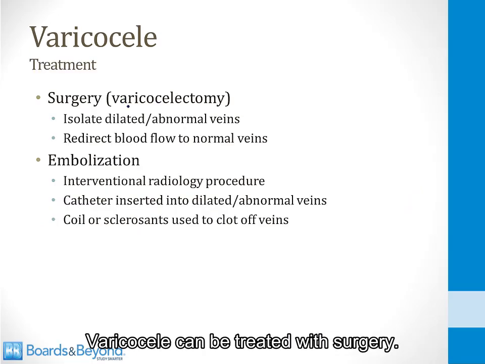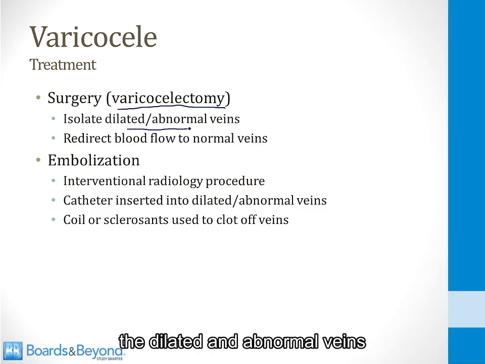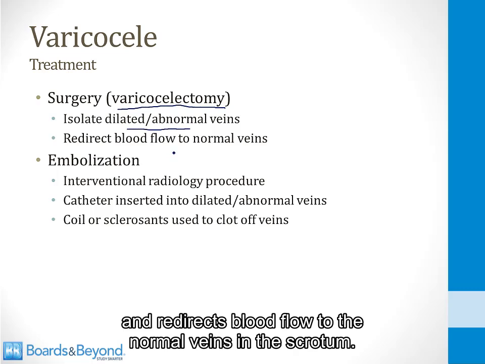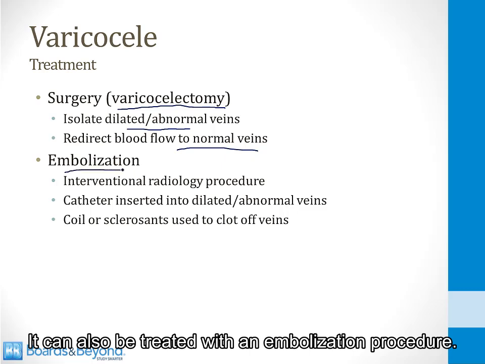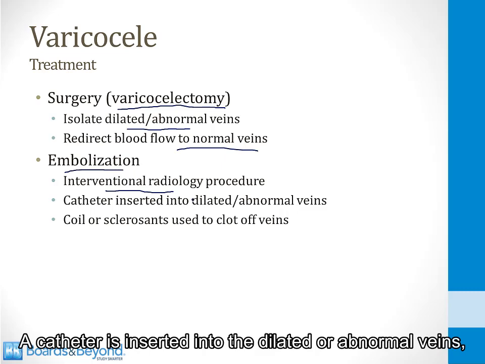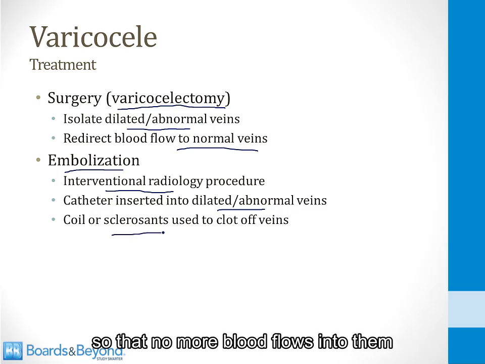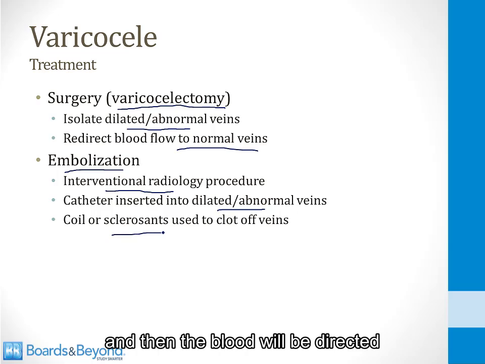Varicocele can be treated with surgery. It's called a varicocelectomy. This is where the surgeon isolates the dilated and abnormal veins and redirects blood flow to the normal veins in the scrotum. It can also be treated with an embolization procedure. This is usually done by an interventional radiologist. A catheter is inserted into the dilated or abnormal veins, and a coil or sclerosant is used to clot off those veins so that no more blood flows into them, and then the blood will be directed to the normal venous structures.